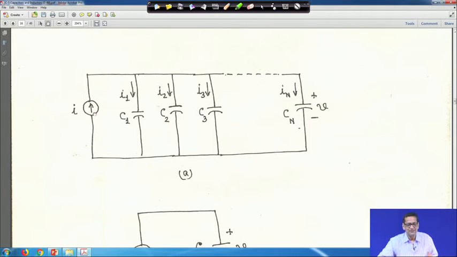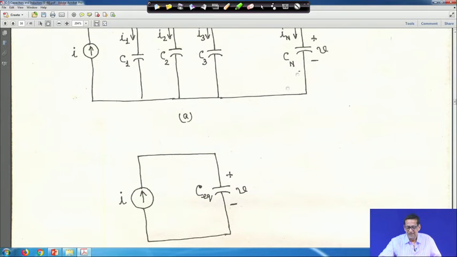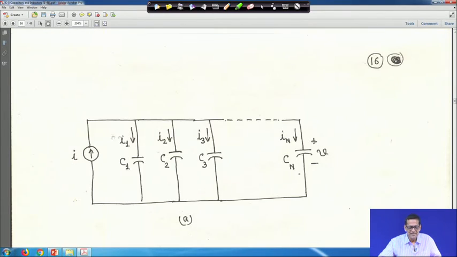In this case a current source is taken just for easy analysis, and C1, C2 up to Cn capacitors are in parallel, with voltage V. So, all are in parallel. So, the voltage across C1, C2, C3 is given as V, because all are in parallel. That means the voltage remains the same, and this is C equivalent for parallel connection. If you go for mathematics, this current I is equal to I1 plus I2 up to In.